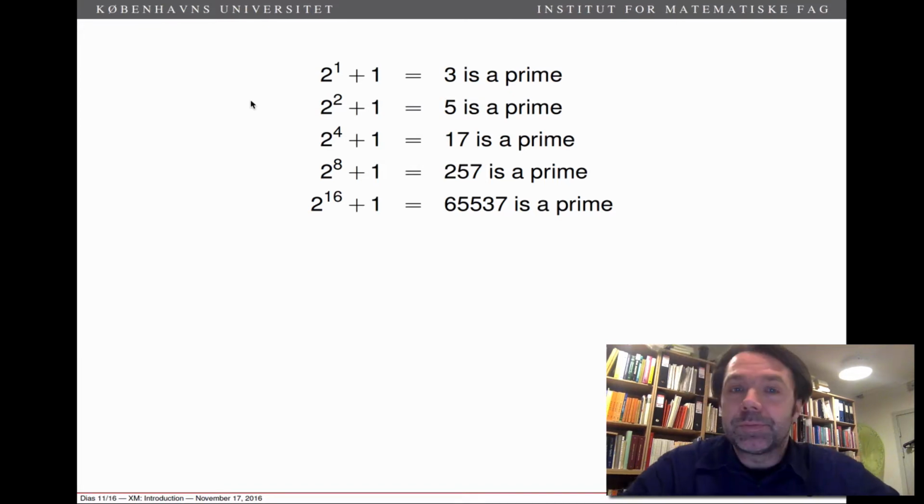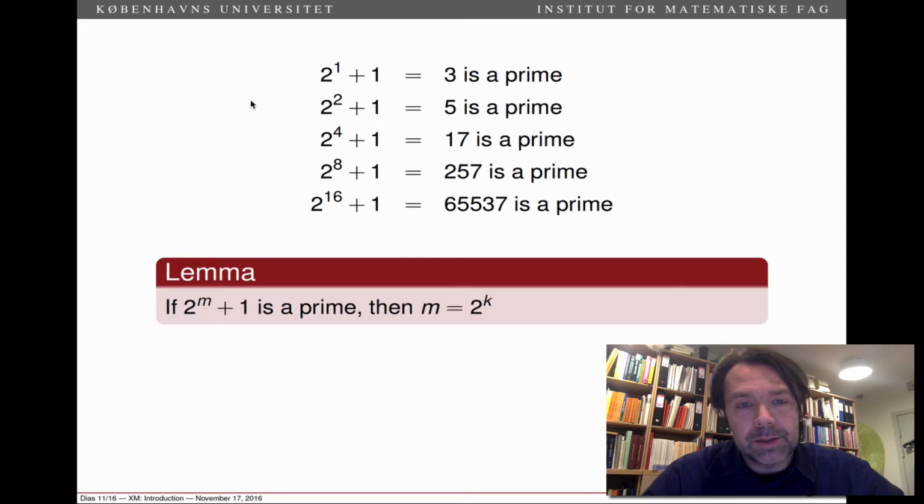If you sit down and check, and you don't really need a computer for that, you can see that 2 to the first plus 1 is a prime, 2 to the second plus 1 is a prime, 2 to the fourth plus 1 is a prime, 2 to the eighth plus 1 is a prime, and 2 to the 16th plus 1 is a prime. And you can actually also quite easily prove that if 2 to the something plus 1 is a prime, then this something has to be a power of 2.